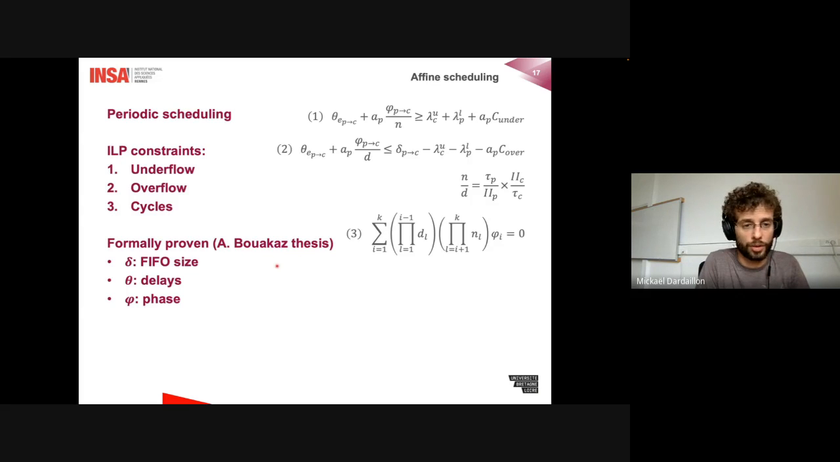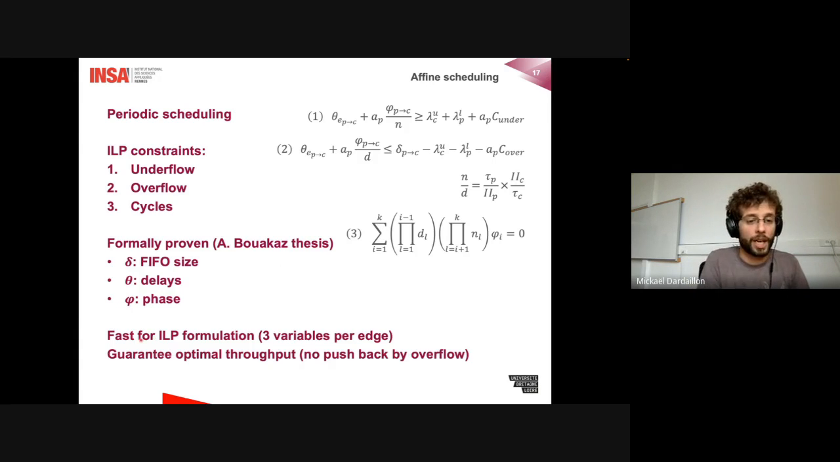As I said, I'm not going to get into details, but they give us a FIFO size. If we have delays, we can implement them, so initial tokens in the FIFO and a phase, which is going to represent when the actor is consuming. This is pretty fast for an LP formulation because we have only 3 variables per edge, that don't depend on the number of tokens produced per edge. So that's going to be quite easy to solve. And we are guaranteed to have the optimal throughput, so there is not going to be any pushback by overflow based on this system.